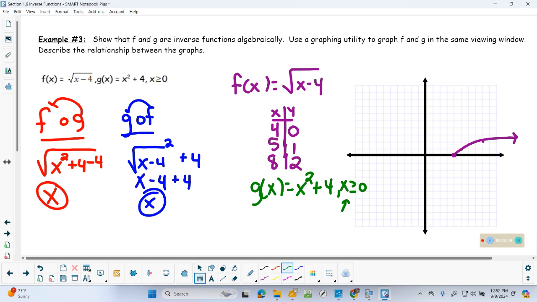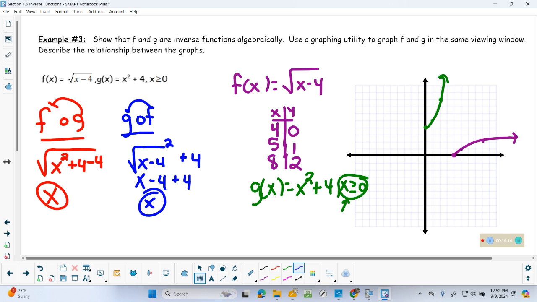So I'm going to graph 0 comma 4. I'm going to graph 1 comma 5. I'm going to graph 2 comma 8. Got it. So we're only going to have half of the parabola because of this inequality. They only want you on the right side of 0, and here's going to be why, okay?